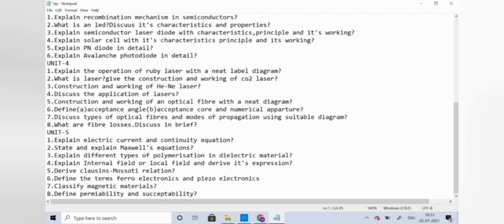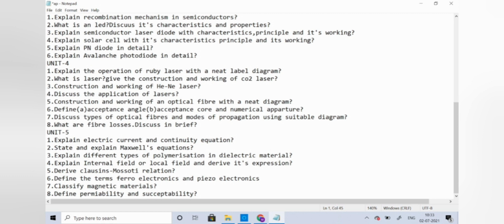And now the third one, construction and working principle of helium neon laser. Yes, this is also an easy one. It will be based on the recombination and regeneration, so go through it. Next, discuss the applications of lasers. Yes, applications are also easy. If you learn 6 to 7 applications, it is more than enough.